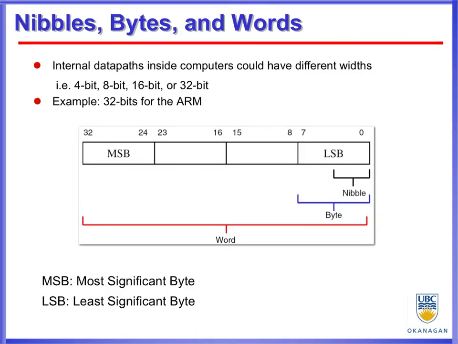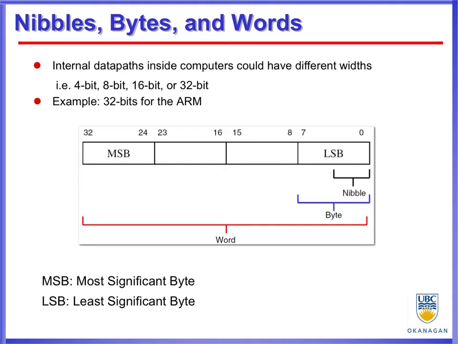Now some definitions, words that you've probably seen before. We know what a byte is, or you have at least heard the word byte. A byte is 8 bits. The data paths inside of computers can have different widths. Some computers are 32-bit computers, others are 64-bit computers, and maybe even bigger.